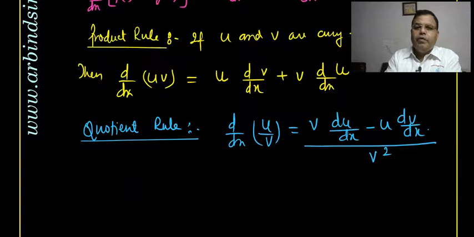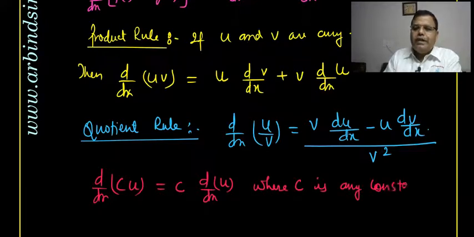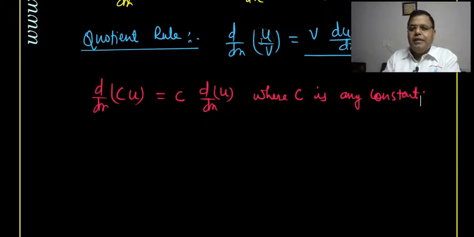One more thing you need to pay attention to: if d by dx of c u, where u is any function of x and c is a constant, then c will be taken outside and the derivative of u can be operated on. Whenever a constant is a multiplier with any function, the constant can be taken out and the derivative of the variable function can take place. But if c is an independent constant, then its derivative is 0.